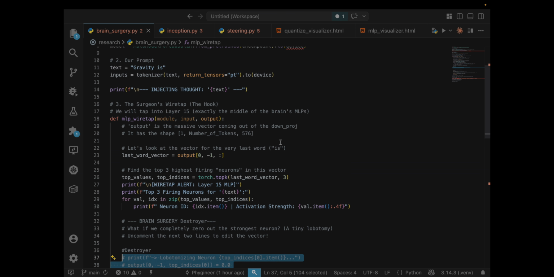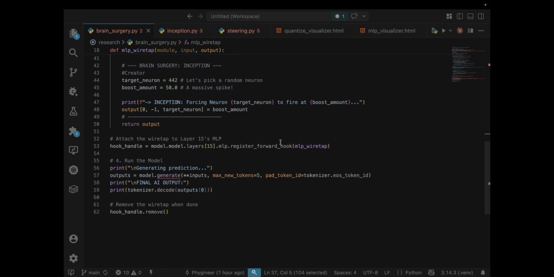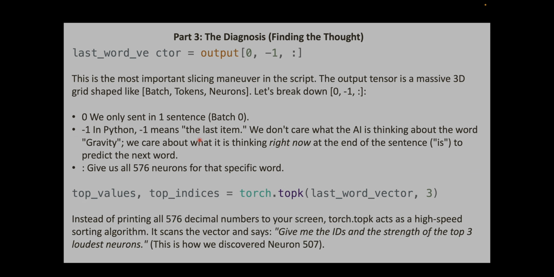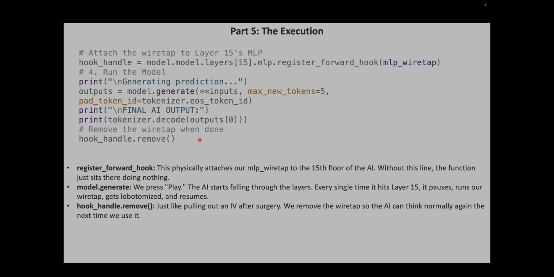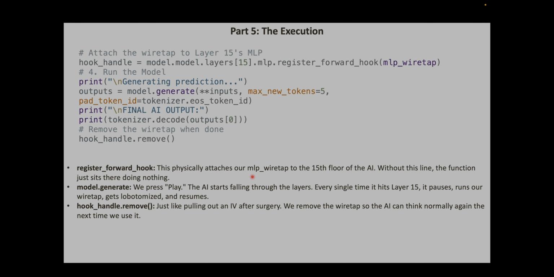Let me see. Yeah, so model.layers[15]. You can see the register_forward_hook. Let me just show that. I might have it in the screenshot. Is it here? Yeah, this is the one. The hook handle, register_forward_hook.